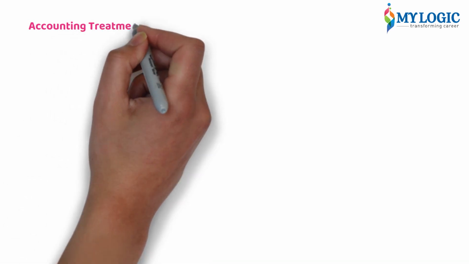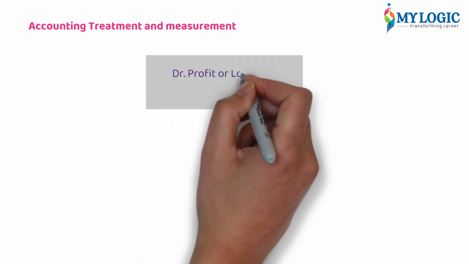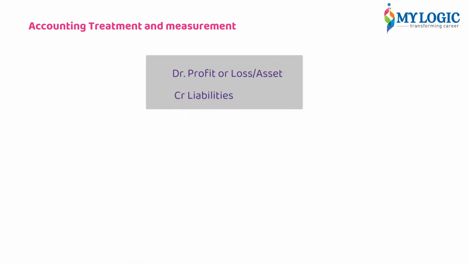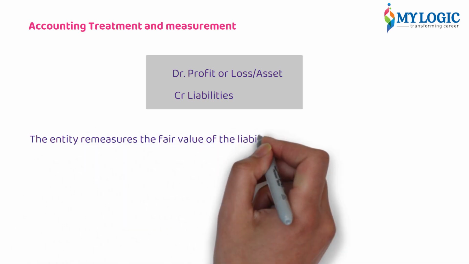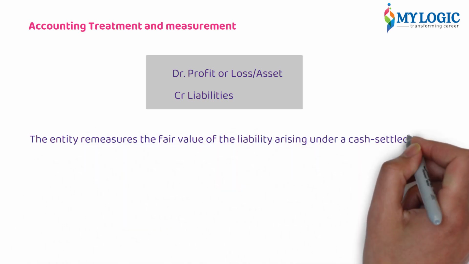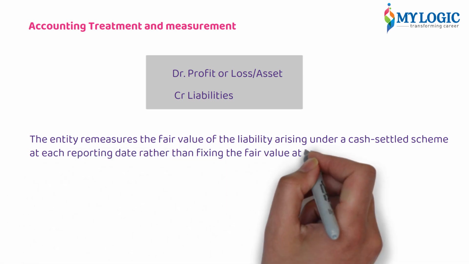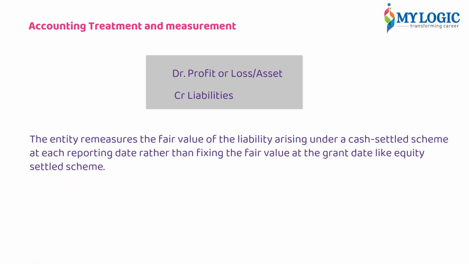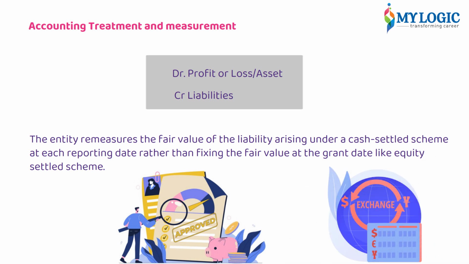Accounting treatment and measurement. Debit, profit or loss, or asset. Credit, liabilities. The entity remeasures the fair value of the liability arising under a cash-settled scheme at each reporting date rather than fixing the fair value at the grant date like an equity-settled scheme. The expense is recognized the same way as an equity-settled scheme over the vesting period.